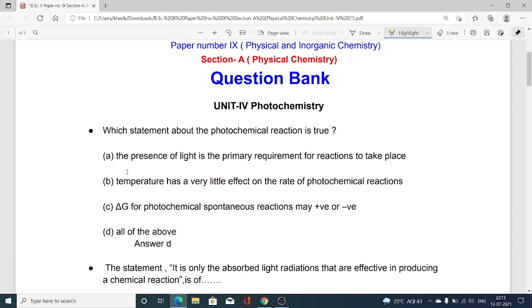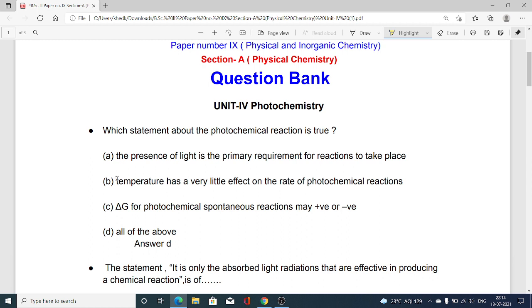Option A, the presence of light is the primary requirement for reactions to take place. For the photochemical reactions, presence of light is a primary requirement. It is necessary, and hence the option A is correct one.